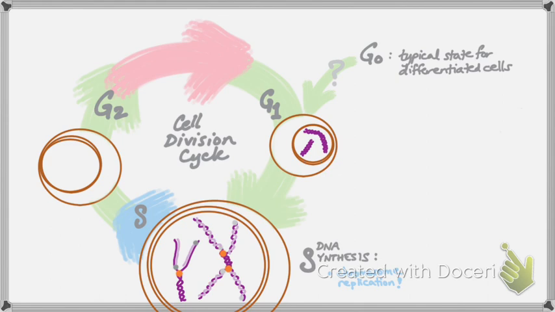Back in G0 or G1, we had 2 chromosomes. Now we should have 2 of each of those, so a total of 4. Now, to compare that to us, if we were talking about human cells, we would have gone from 46 chromosomes here to, I guess, 92 things that you could call chromosomes.